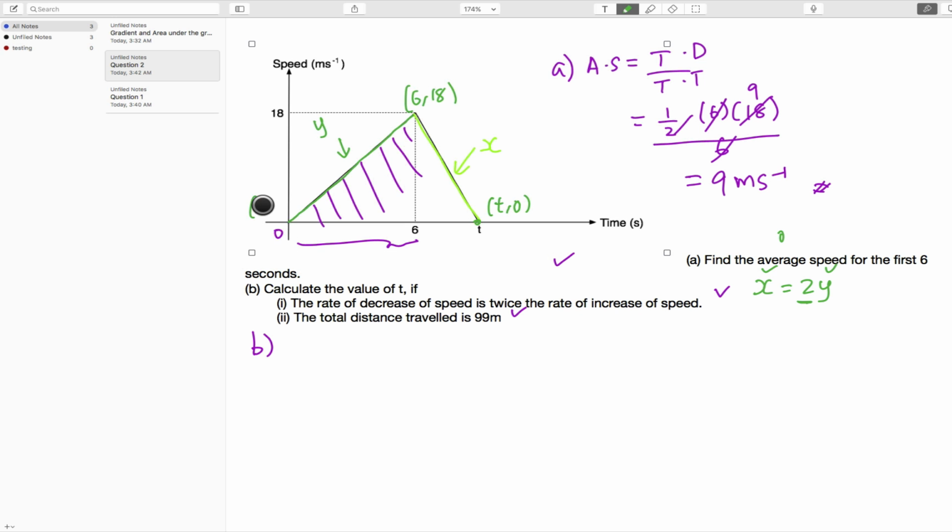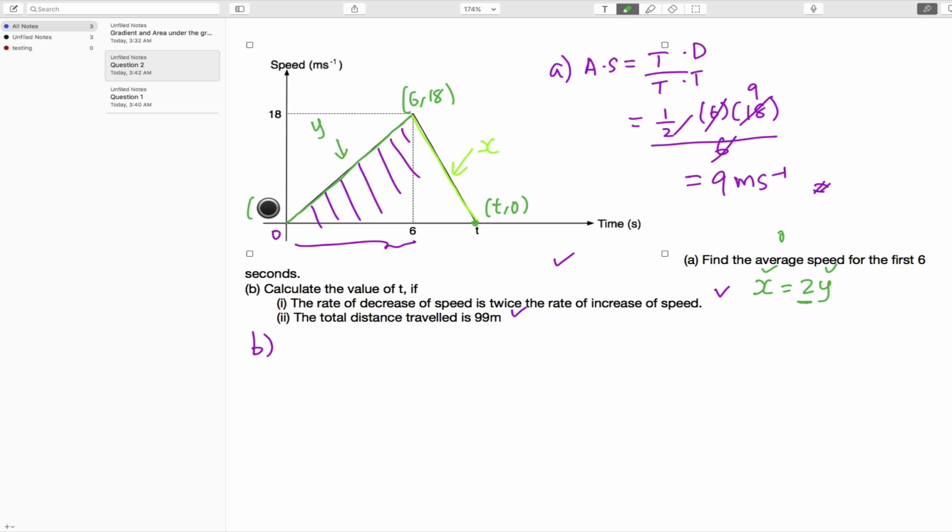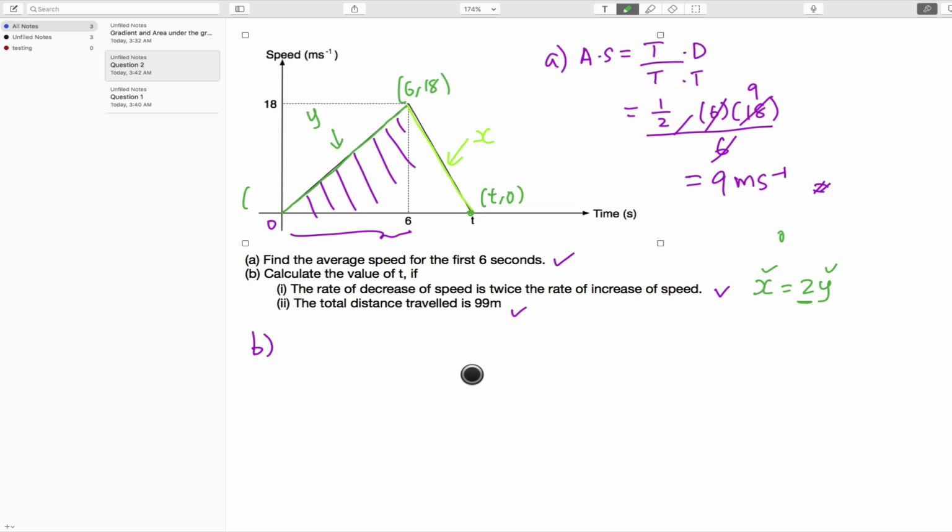Okay, it's 0, 0. So what I will do is find the x value first. It's quite simple. I'm going to use 18 minus 0 over 6 minus t, equals twice, so I'm going to use 2 multiplied by this one. This one is 0, 0, isn't it? So it's 18 minus 0 over 6 minus 0.